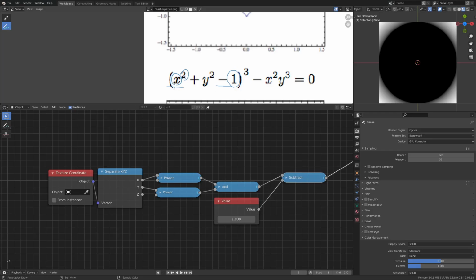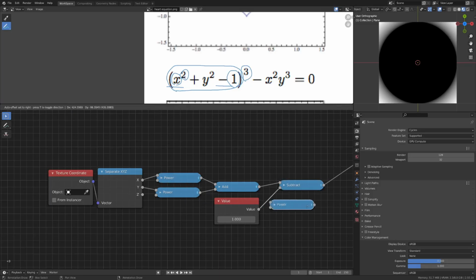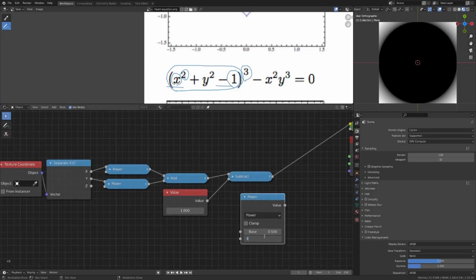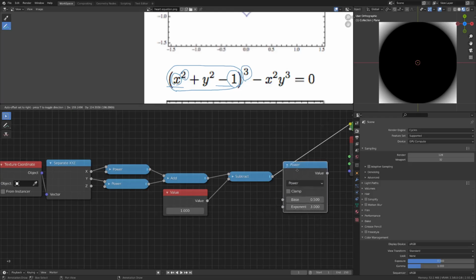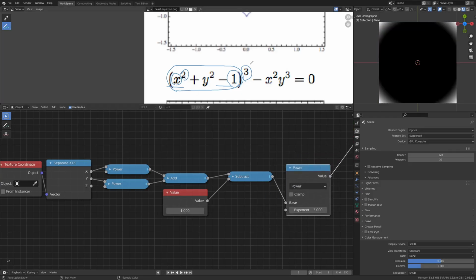Once this part is done, we need to cube it. So we're going to make another Power node and set the exponent to 3, and we make this part. It's very simple, right?